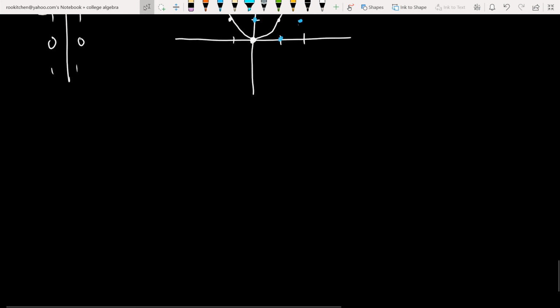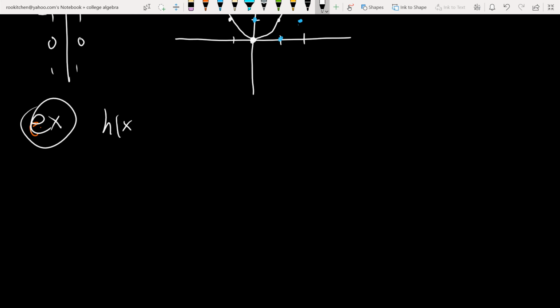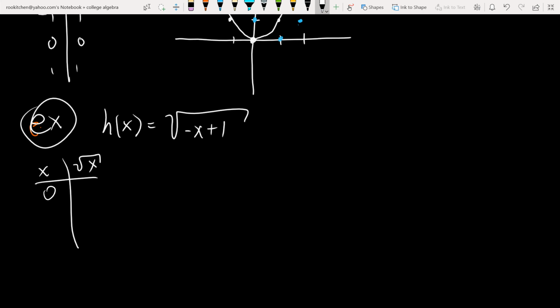Okay, let's try another example. h of x equals square root of negative x plus 1. Okay, so the original graph is square root of x. If you need some points, you can get a couple going here. So 0, 0, 1, 1, 4, 2.